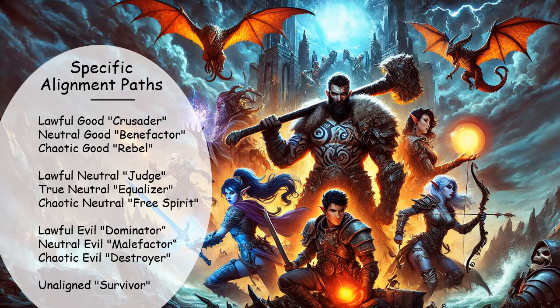There are 10 specific alignment paths. 3 follow the good path: lawful good, the crusader; neutral good, the benefactor; chaotic good, the rebel. 3 follow the neutral path: lawful neutral, the judge; true neutral, the equalizer; chaotic neutral, the free spirit. 3 follow the evil path: lawful evil, the dominator; neutral evil, the malefactor; chaotic evil, the destroyer. And the last follows no path, the unaligned, known as the survivor.